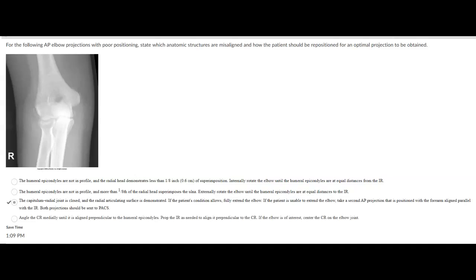In our next AP projection, you can see that the joint space here, where the radial head and capitulum are, is closed. And so we have some issues where the elbow isn't in full extension, okay? In order to correct this, you need to extend the elbow for the second projection. If they can't do that, then as the presentation suggests, you can take a second AP projection of the forearm by itself aligned parallel with the IR.